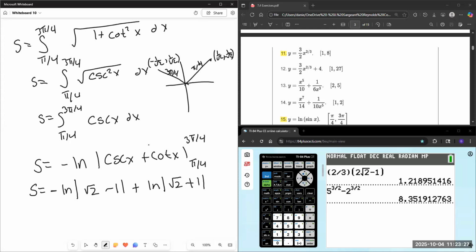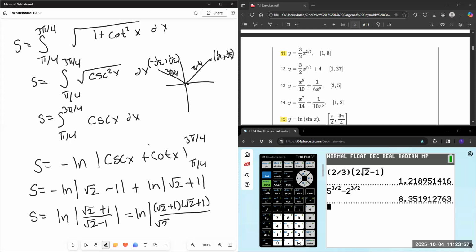So that is enough that I can plug it in like that, but I'm going to remind you of some pre-calculus stuff that you can do here. And this is root 2 plus 1 over root 2 minus 1 because of properties of logs. And then I can rationalize the denominator and make this root 2 plus 1 times root 2 plus 1 over root 2 minus 1 times root 2 plus 1.